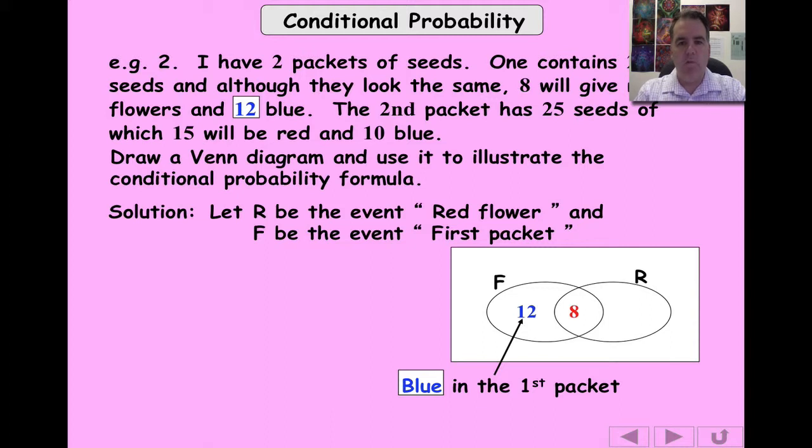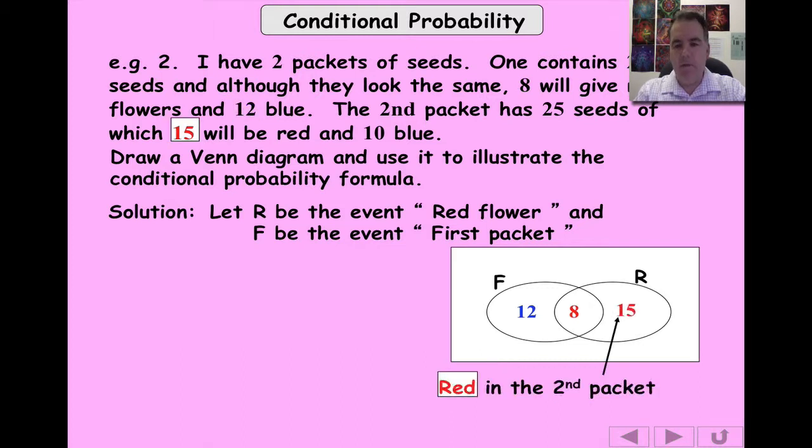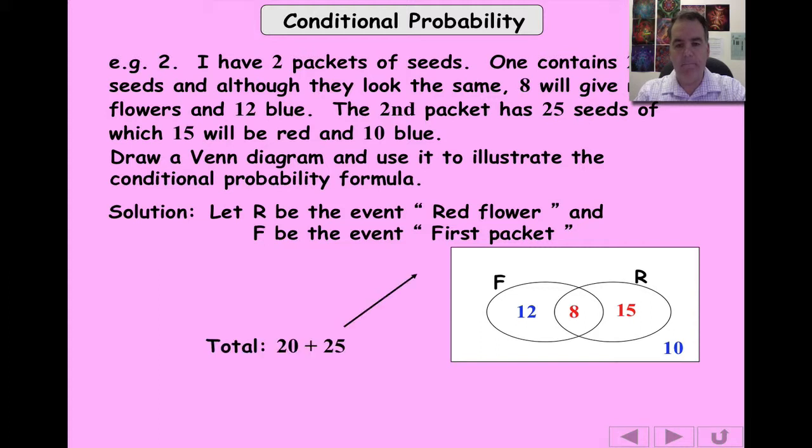What's the total number of red seeds? Well, we've got 15 in the second packet and 8 in the first, so that means that one there must be 15. If we add all those together, we get 45, and the total number of seeds that we had was 55, so therefore 10 is on the outside. So we've got our Venn diagram now. Now we can ask the question.